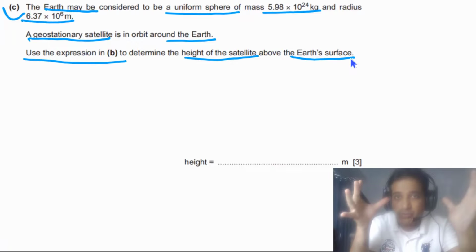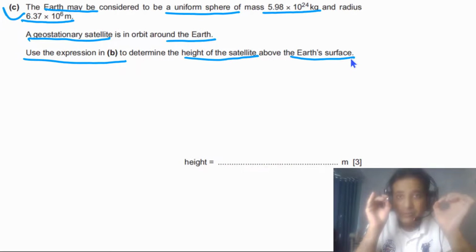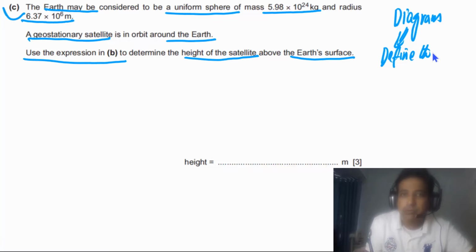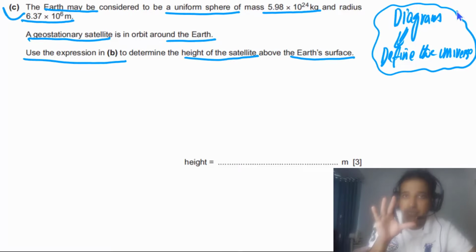It's a basic question about gravitational fields, but for any question in physics, when you start solving, always sketch the diagram, because the diagram defines the universe. It's very important. So let me write down here: a diagram in physics is very important because the diagram defines the universe. With a simple sketch you can see what is happening in the universe. So very important one. So always start by sketching.